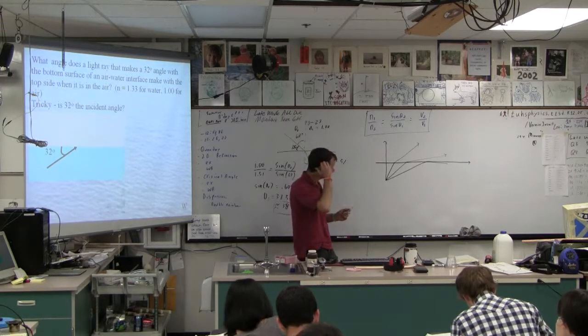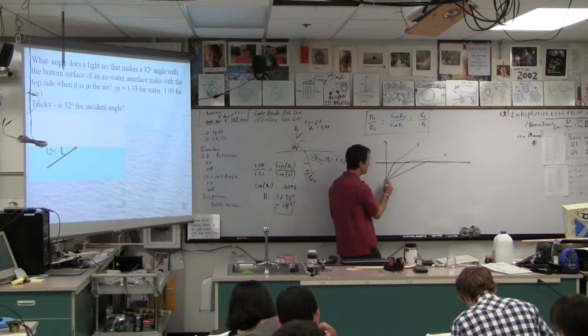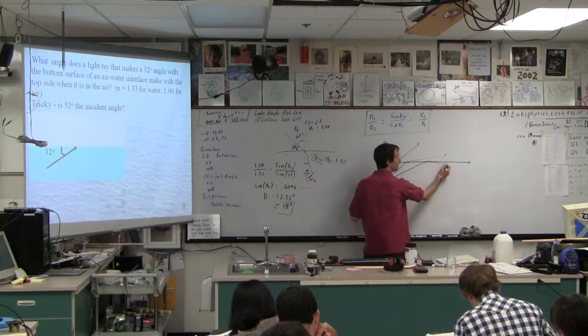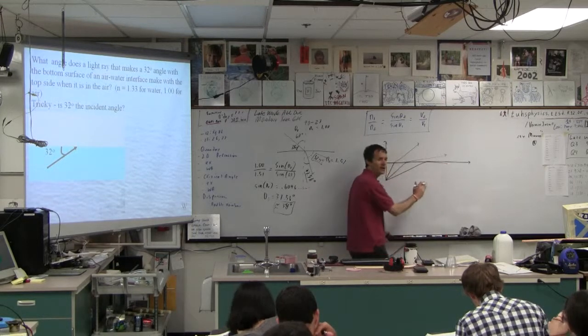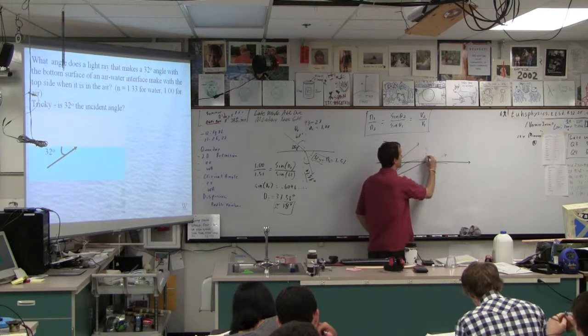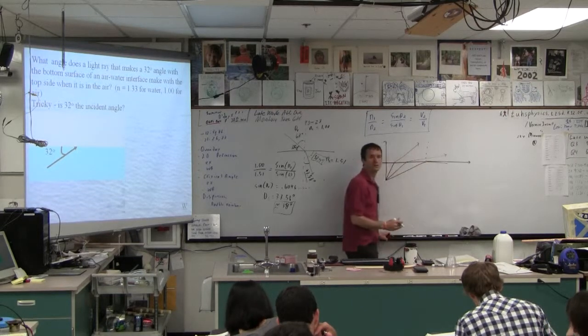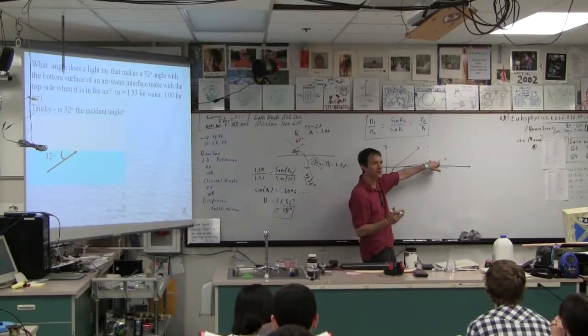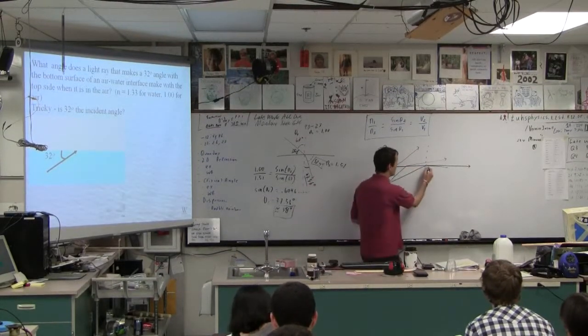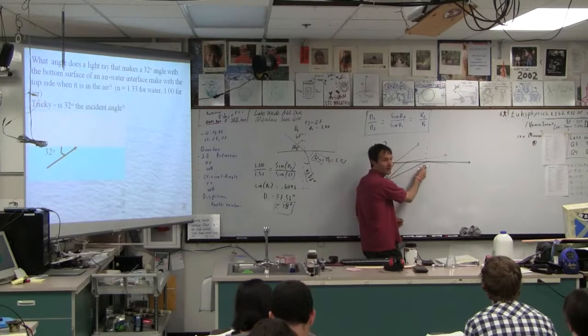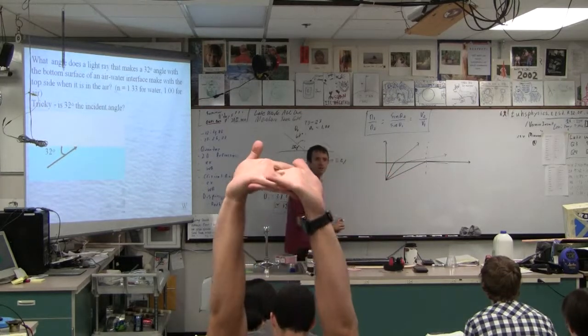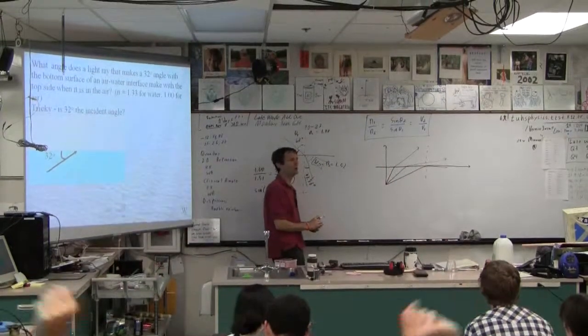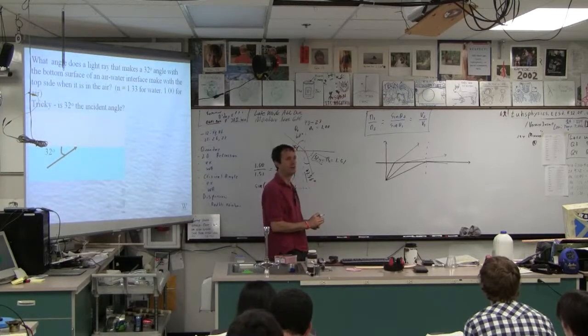Now, what happens if I shoot it at this angle here? Isn't there some angle where the refracted angle is like 90 degrees? What does that mean? Isn't this angle here going to hit 90 degrees way before this angle hits 90 degrees? What does that mean if it's 90 degrees? Have you ever looked up from the bottom of a pool? I do this.